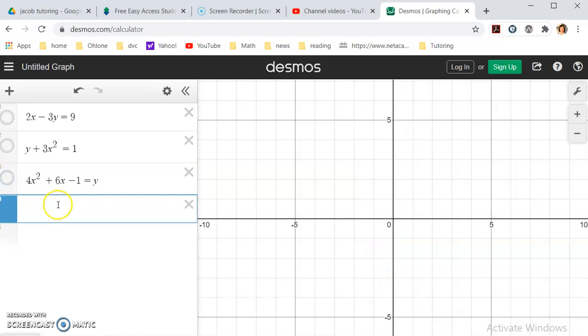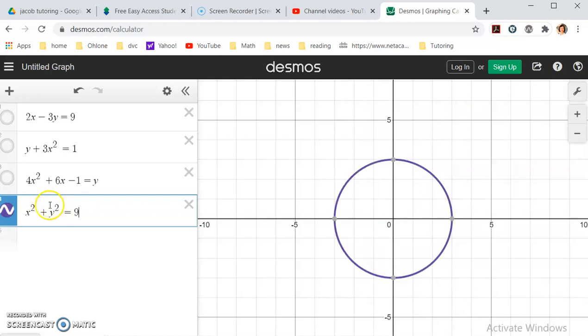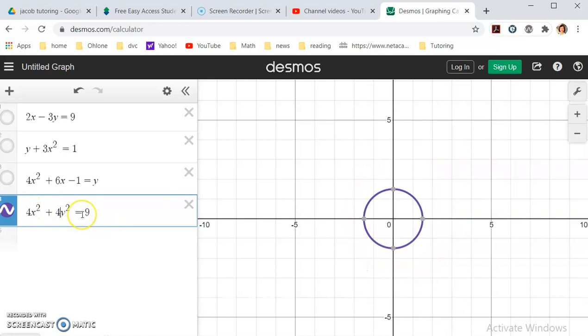And then how can I make a circle? If you have x squared as well as y squared, and they have the same coefficient, then you will have, say for example, x squared plus y squared equal to 9. So this is a circle. You have x squared and y squared terms of the same coefficient. So if you say 4 and 4, that would be a circle. But anytime you have x squared and y squared having different coefficients, like 4 and 2, it becomes an ellipse.